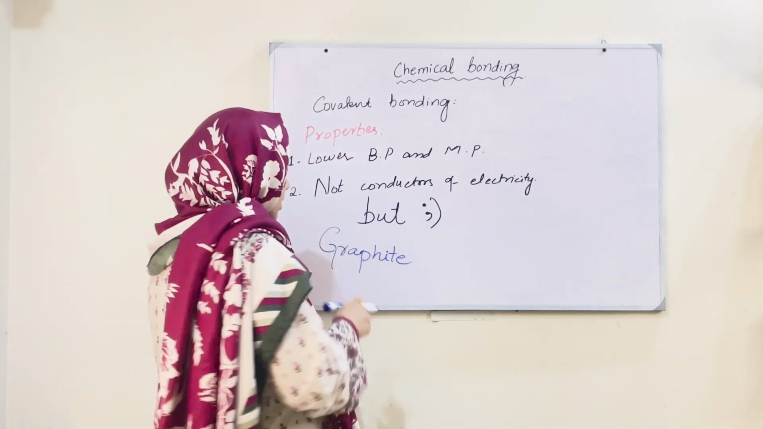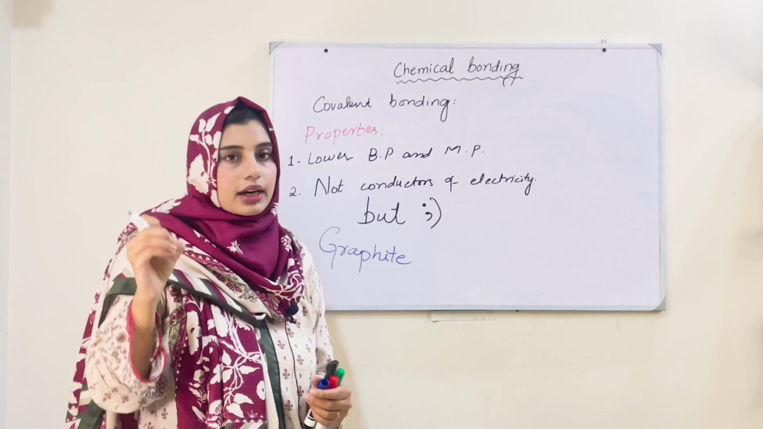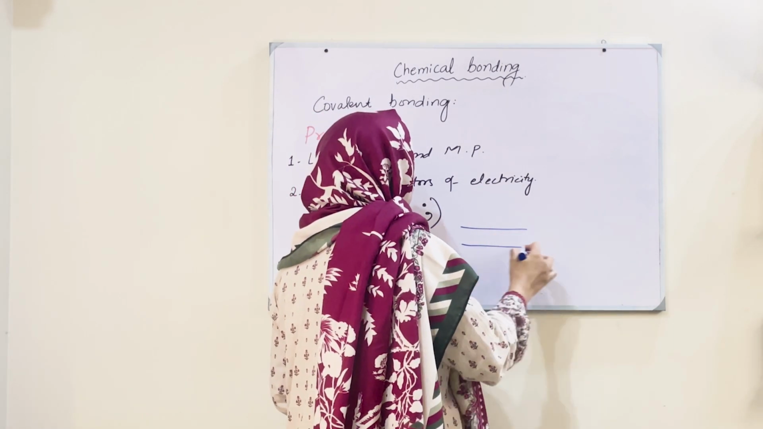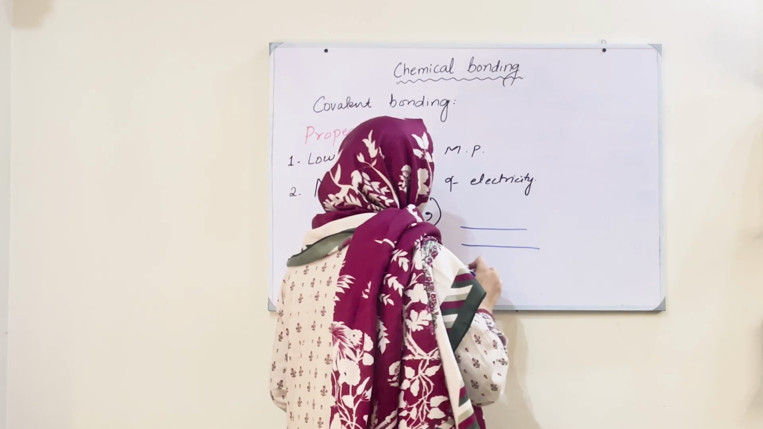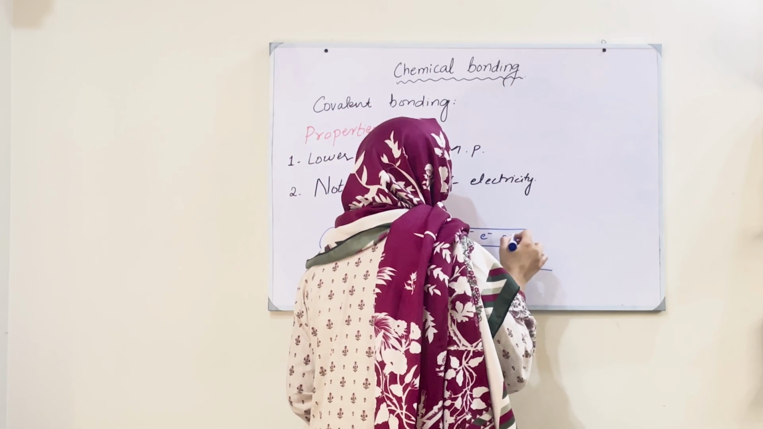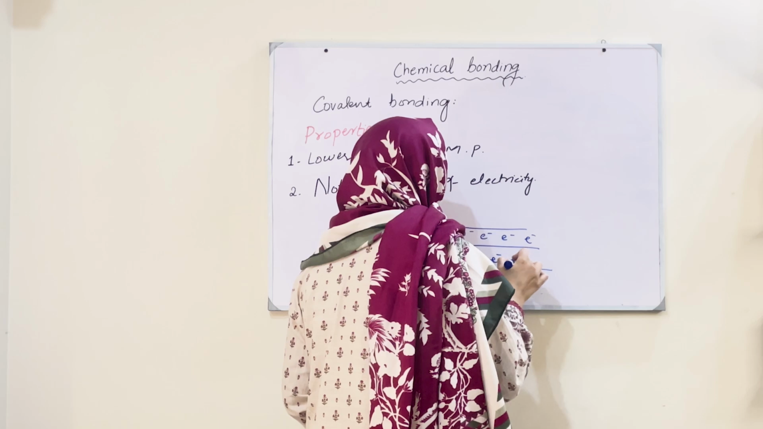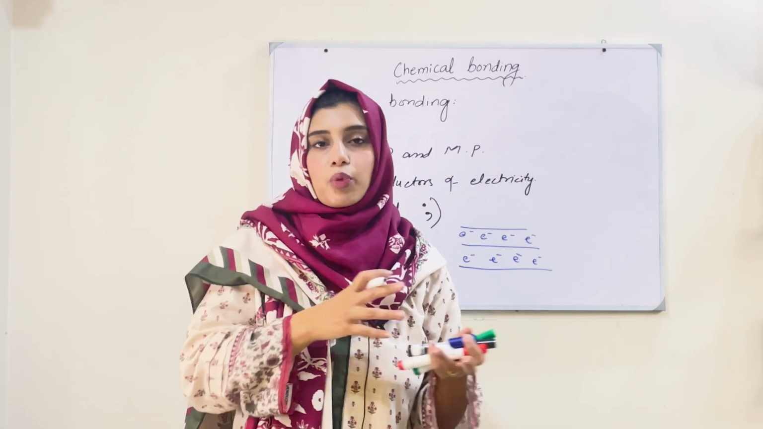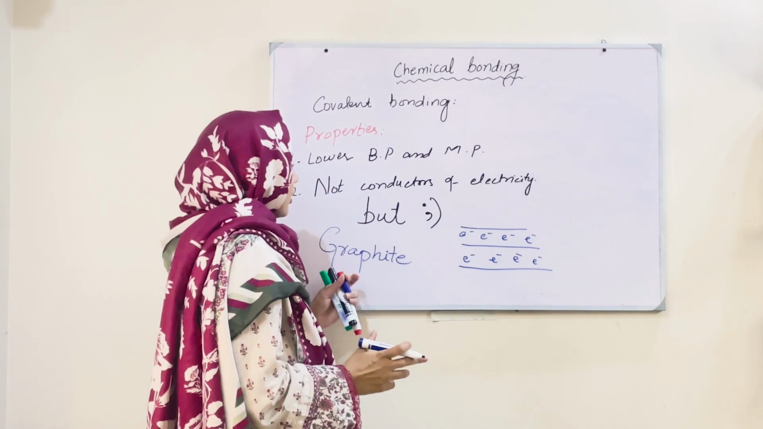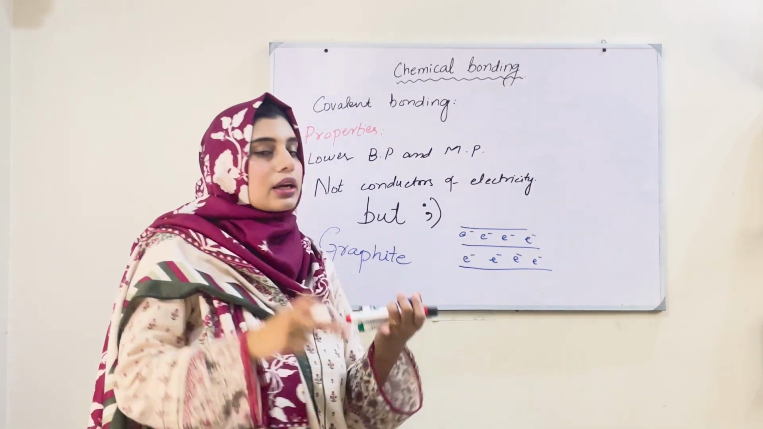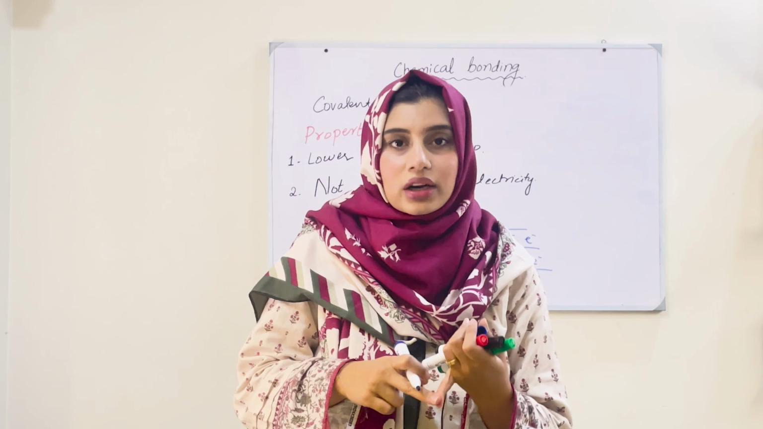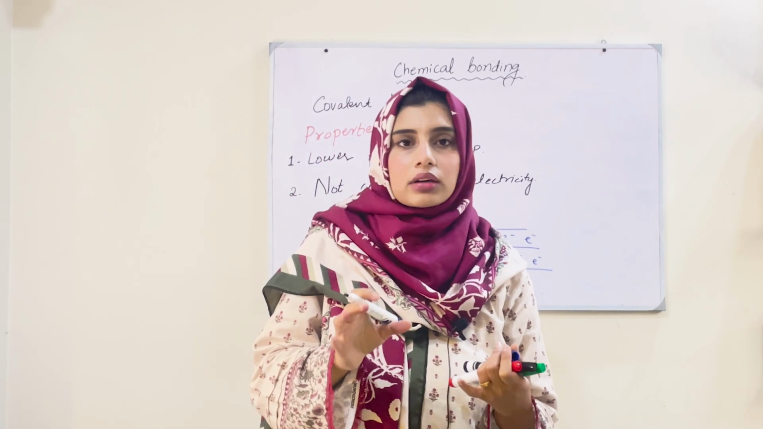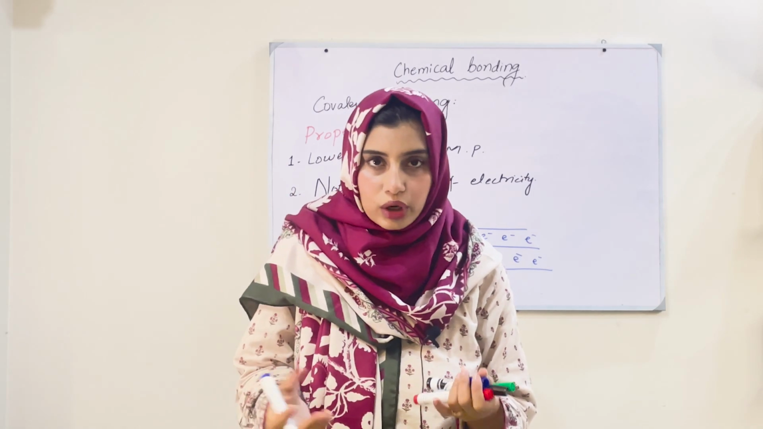So graphite is a very good conductor of electricity because graphite has a structure which has layers, and in the layers we have free electrons, and whenever we have free electrons, they cause passing of electricity from one point to another point. That is why graphite is a very good conductor of electricity. All covalent compounds are not conductors except graphite, and diamond is the compound which is not a conductor but it has the highest melting point and boiling point.